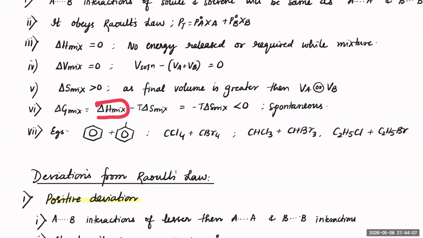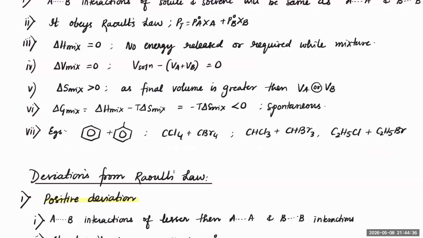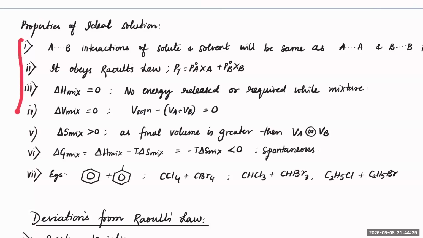And you know that delta H of mixing is 0 and delta S is positive, which makes delta G of mixing negative. So an ideal solution is always a spontaneous formation. That means if you have two pure liquids added to form a solution, it is always a spontaneous change. These are the examples which I explained earlier already. So please check these conditions very, very carefully. These are all the conditions for ideal solutions.